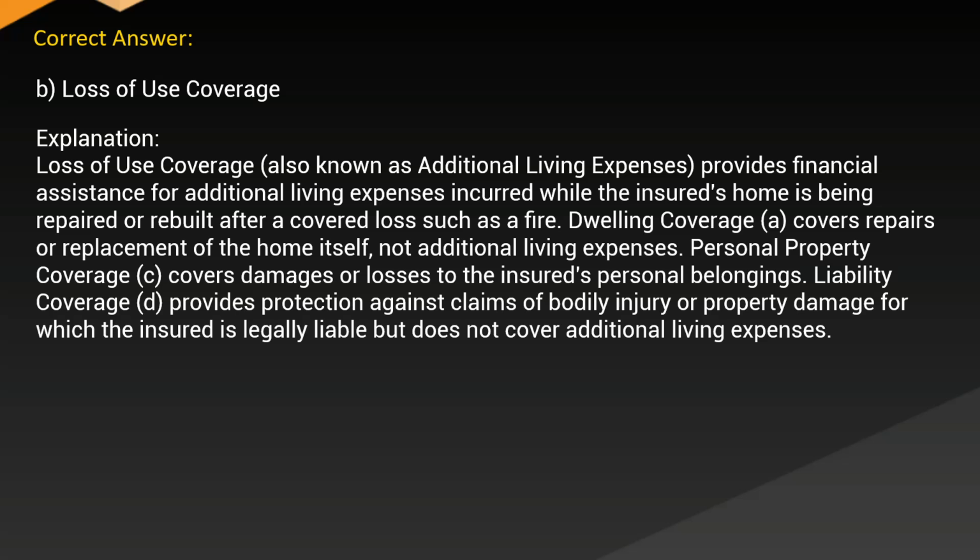Personal property coverage (C) covers damages or losses to the insured's personal belongings. Liability coverage (D) provides protection against claims of bodily injury or property damage for which the insured is legally liable but does not cover additional living expenses.